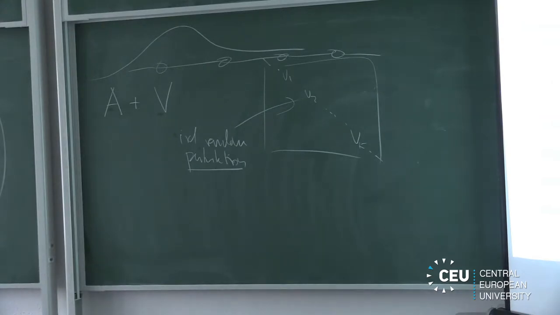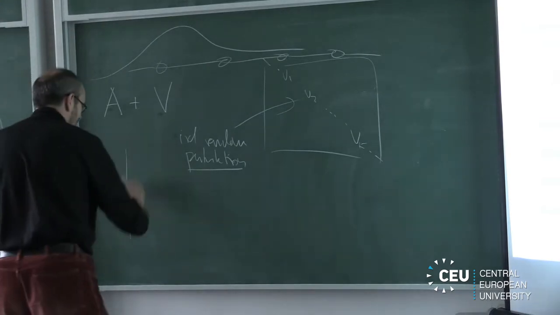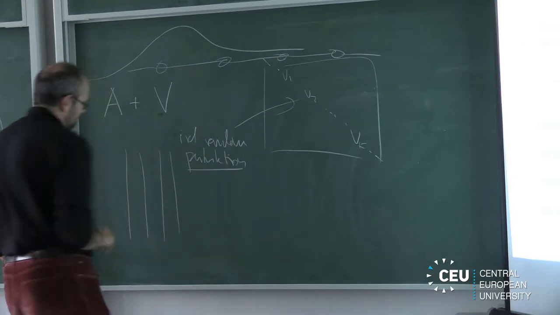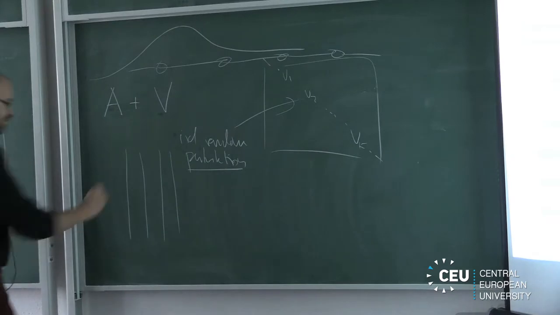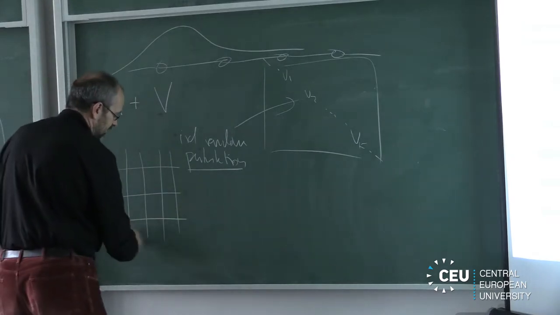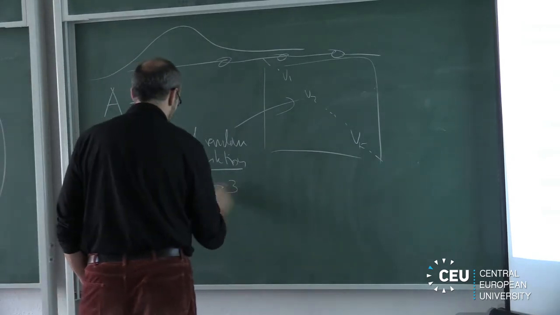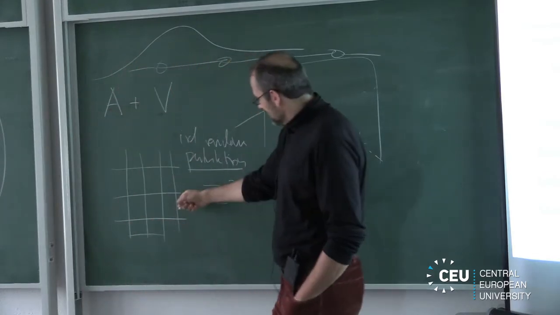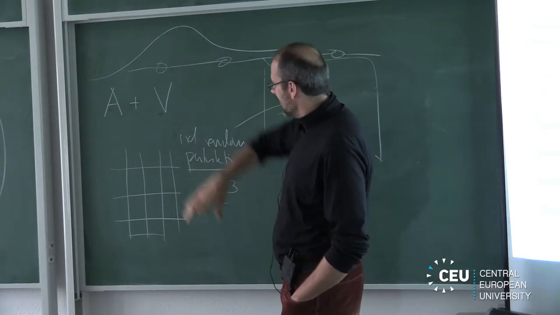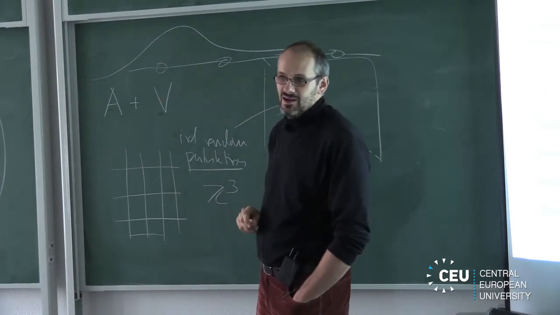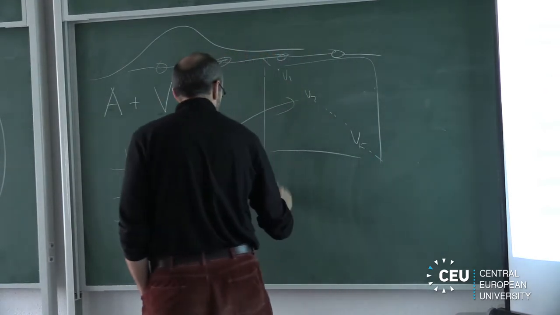So in fact, what is believed, and this is probably the most important open problem in mathematical physics, is the following: if you take the grid, and this is the three-dimensional grid now, and you do the same thing, then if the noise is small enough, you will still have these long extended eigenfunctions. This is called the extended states conjecture.